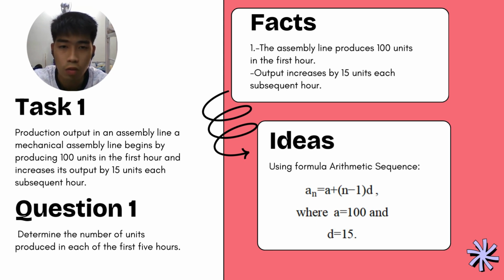So for the question, we have the facts here. The assembly line produced 100 units in the first hour. The second fact is the output increased by 15 units each subsequent hour. The idea is using the arithmetic sequence formula, which is a_n equals a plus n minus 1 times d.